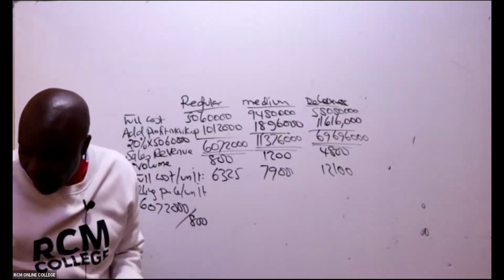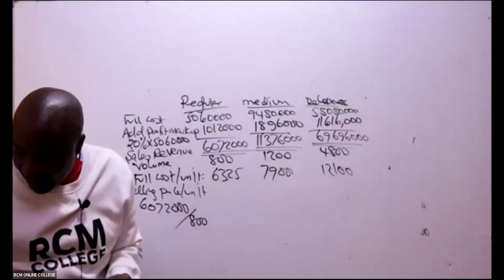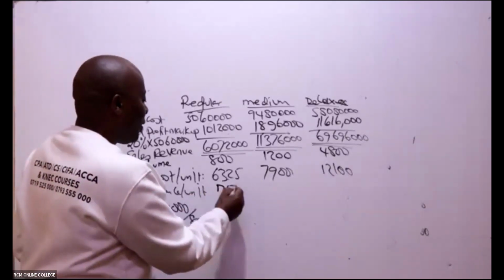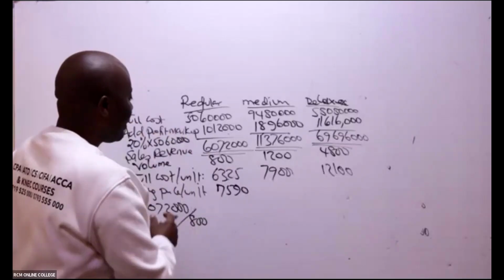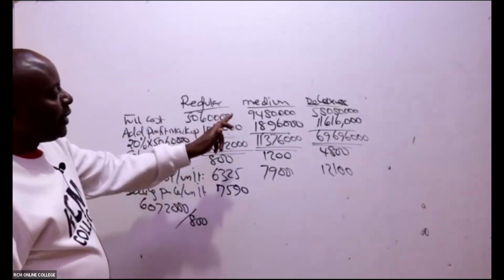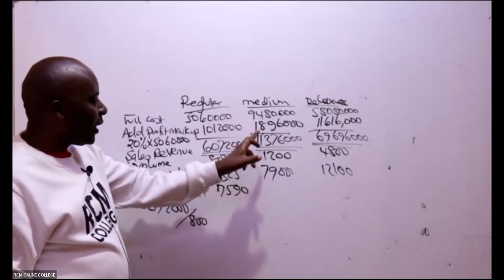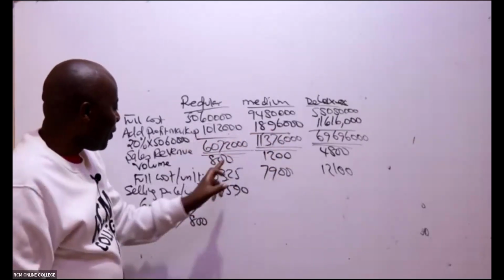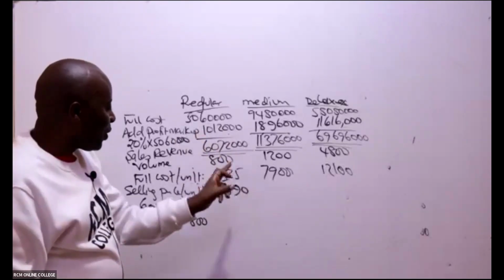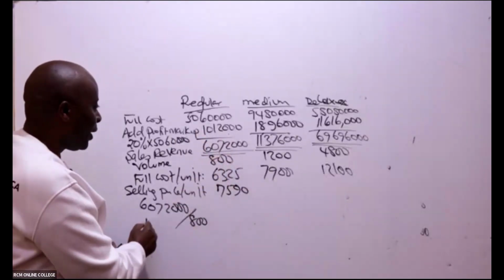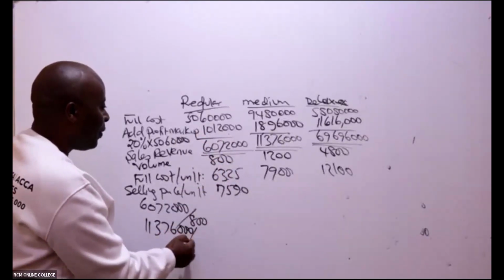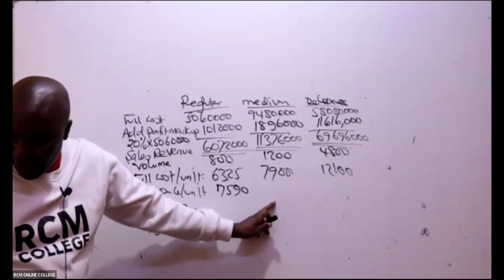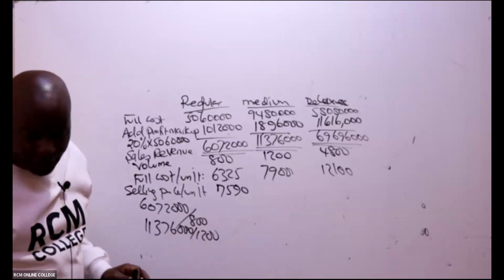I'm being told by Mary Waweru, very aggressive lady, 7590 for regular. And then, ladies and gentlemen, we have here 9,480,000 sales revenue for medium, divided by number of units. So we have here 11,376,000 divided by 1,200. So the second one, medium, will give us 9480.